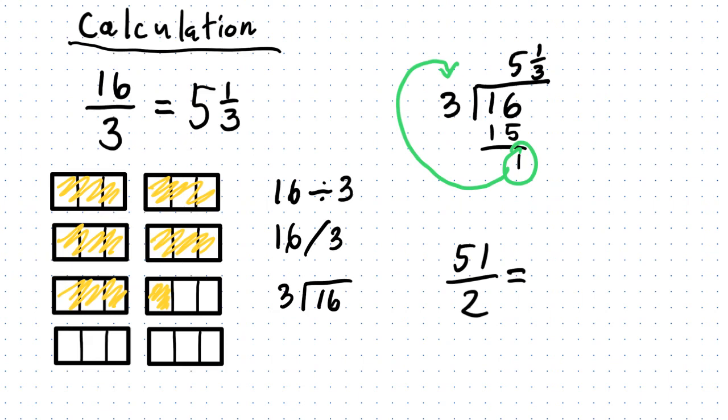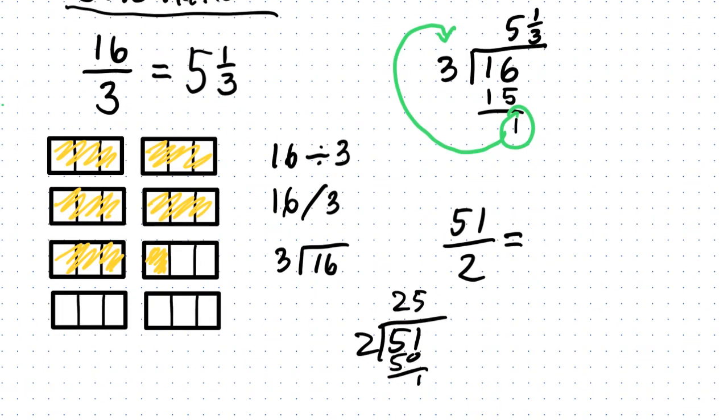How about 51 halves here? Now I don't want to draw so many circles with halves until I need to fill up 51, so we can just do the division. 51 divided by 2, and I know 2 times 25 gives me 50. There's 1 left, and again, this is where we take that remainder of 1 and we move it here to make a fraction, and that would be 1/2. So the answer is going to be 25 1/2. So 51 halves is the same as 25 1/2.